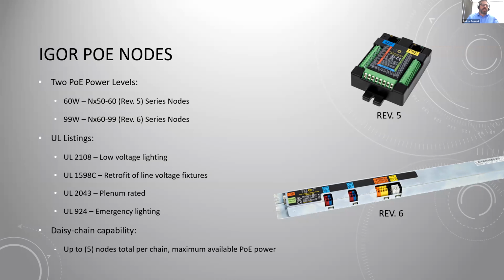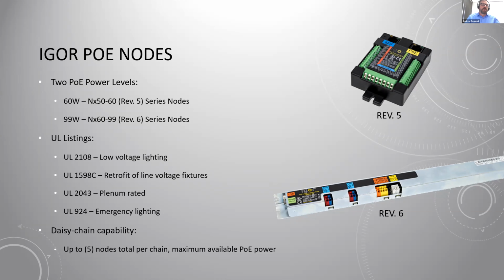Both series of nodes, and really, going forward, all future Igor nodes, carry a pretty standard set of UL listings: 2108 for low voltage lighting, 1598C for retrofitting line voltage fixtures, and UL 2043, which is a very important one, the plenum rating, because that plays into the flexible mounting options with the Igor nodes. These nodes can be mounted in a fixture, on the outside of a fixture, or up in the plenum. We see a lot of remote mounting applications with our nodes, and we'll touch base on why that is a little bit later on.